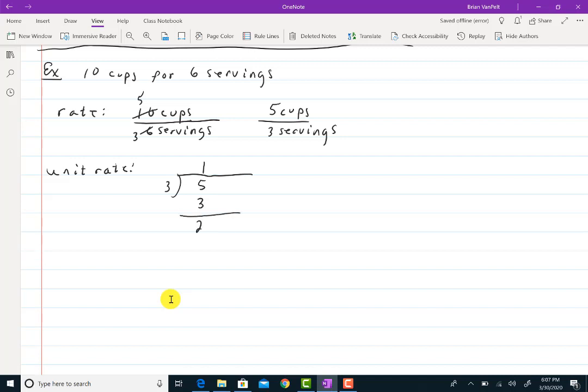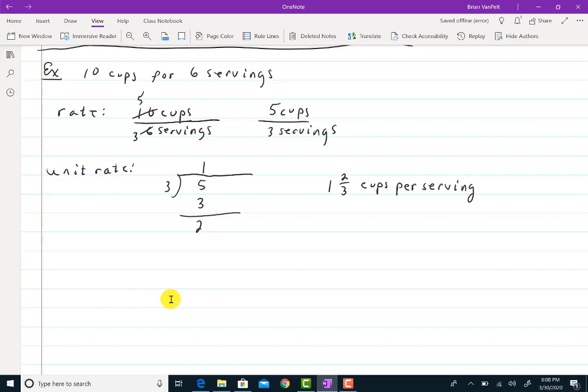Now you could write a unit fraction if you wanted to in a mixed number. Here, this is 1 2/3 cups per serving. Sorry, I said that wrong the first time.